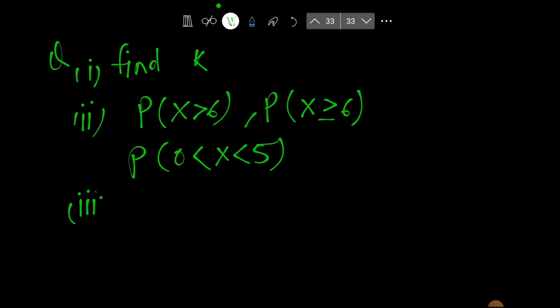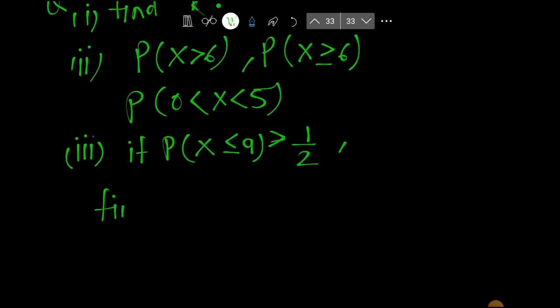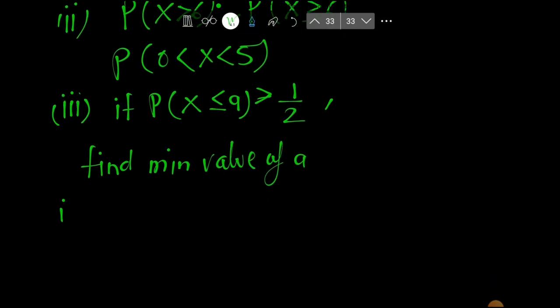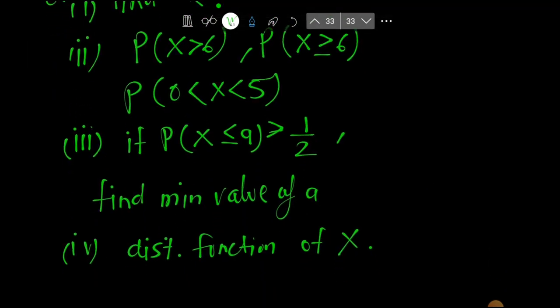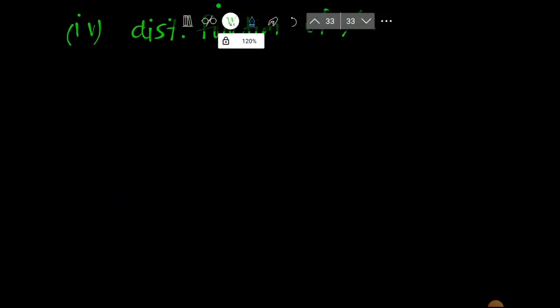And now the third point: if P(x <= a) is greater than 1 by 2, find the minimum value of a. And the fourth point is the distribution function of x. So here are the questions.